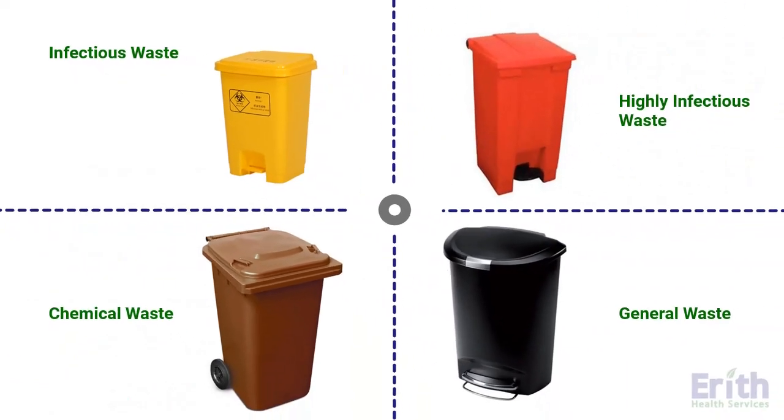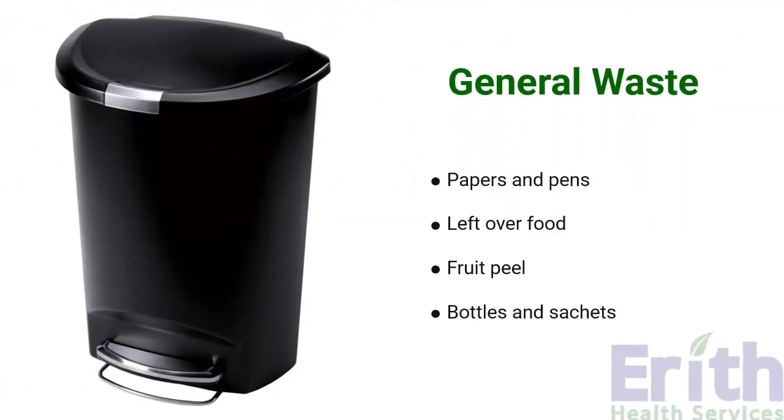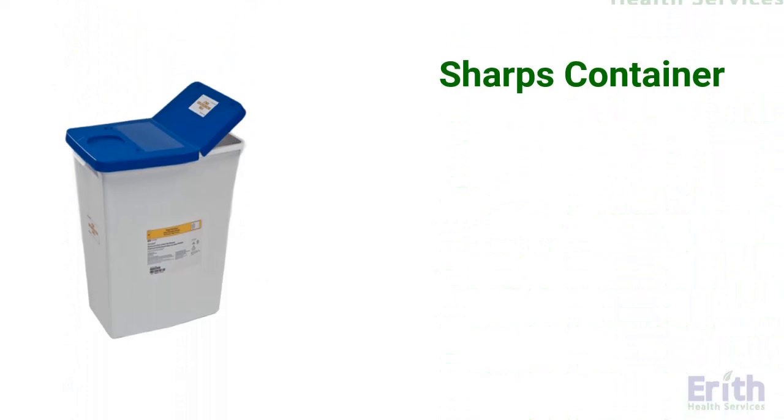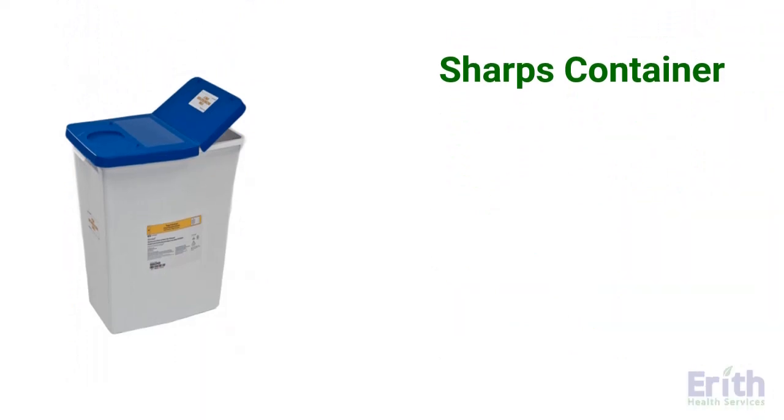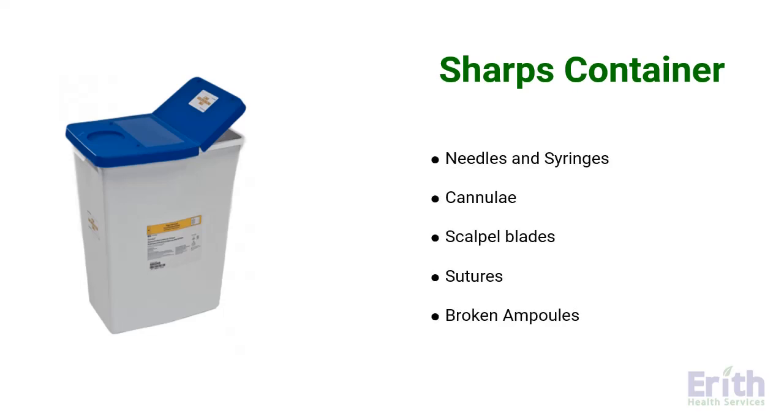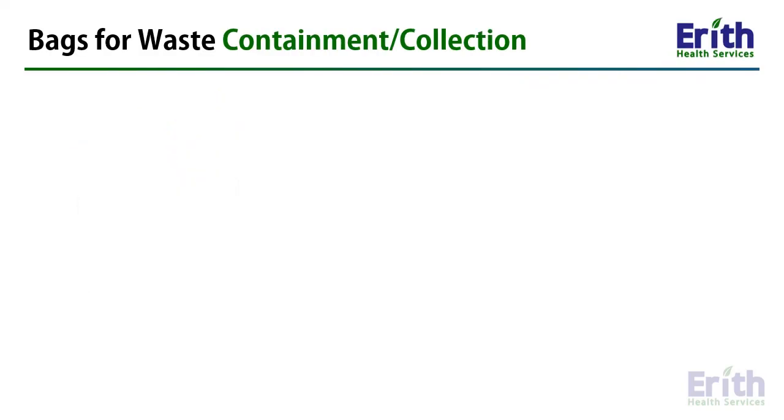The black bin, items to be put in are papers, leftover food, carrier bags, pens, fruit peels, empty water bottles, sachet water, and paper tissue. And the sharps box, which is puncture-proof, should contain needles and syringes, cannula, scalpel blade, sutures, broken ampoules, etc.